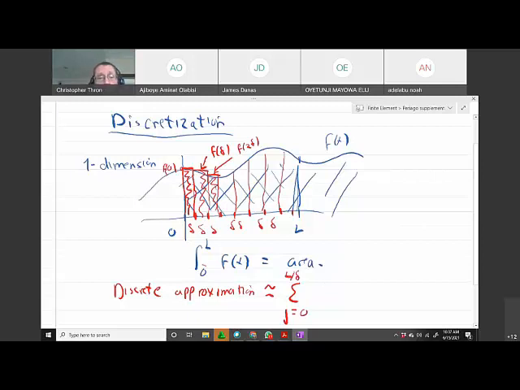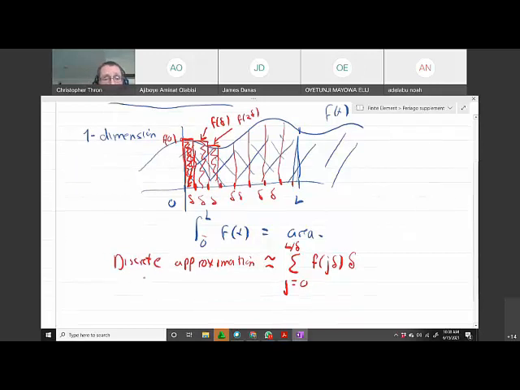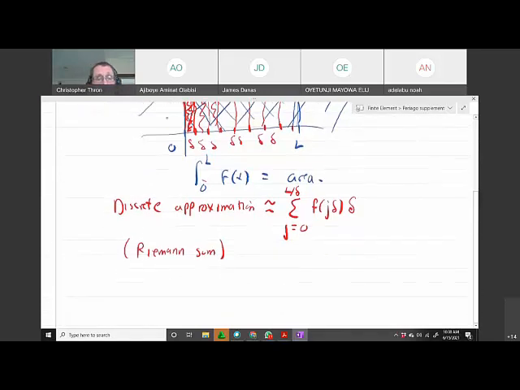And if I want to find the area of the rectangle, I need to take the height, which is going to be f of j delta, times the width, which is delta. This is what's called a Riemann sum. So this is a simple example in one dimension of discretization. Now let's go on to 2 dimensions and see how we could get two-dimensional discretization.